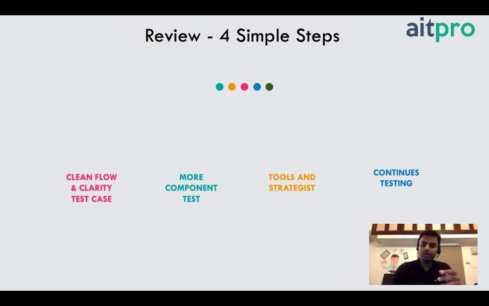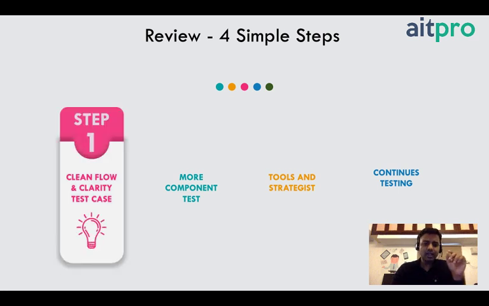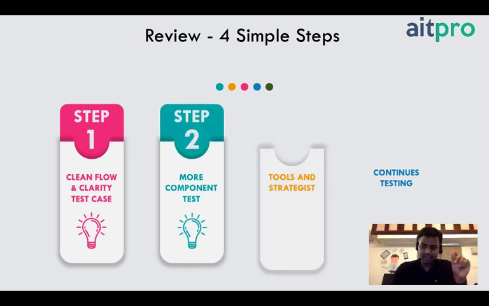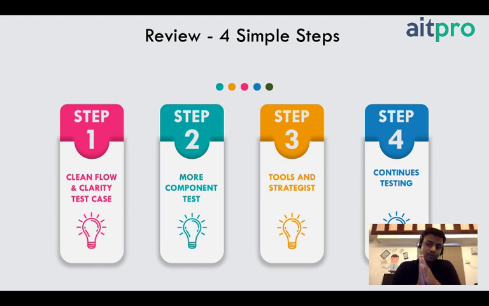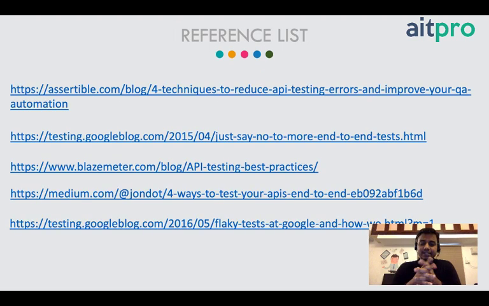So now let us have a clear recap once again. The first step is clear flow and clarity of test cases. The second is more component testing, the third is tools and strategies, and the fourth step is continuous testing. All right, and these are the reference lists that I would like to give.